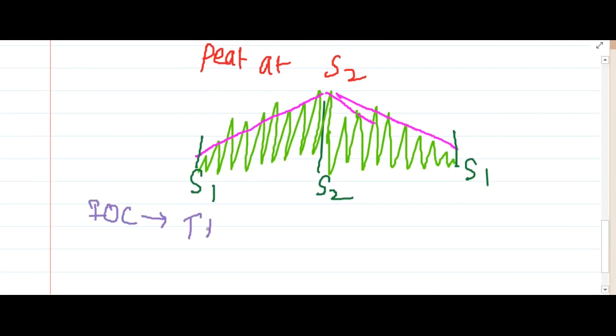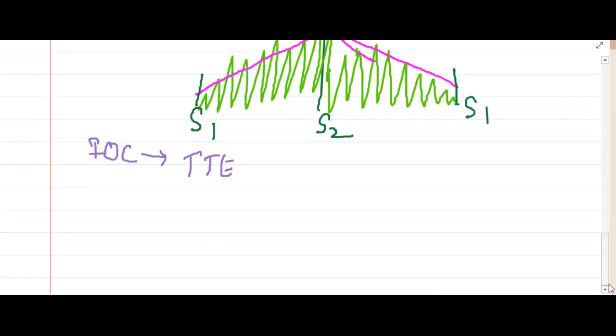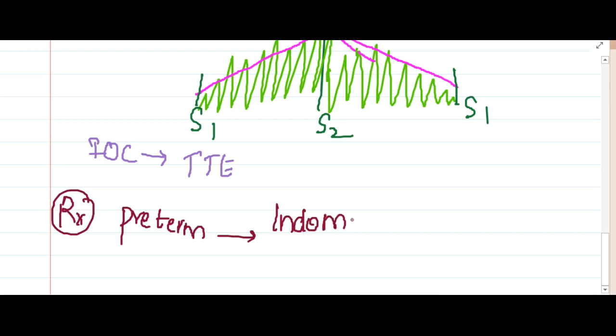Now, the investigation of choice includes transthoracic echocardiography, and treatment depends upon the age of the child. If it is a preterm child, you can give indomethacin, because indomethacin inhibits the prostaglandins and thus causes closure of the ductus arteriosus.